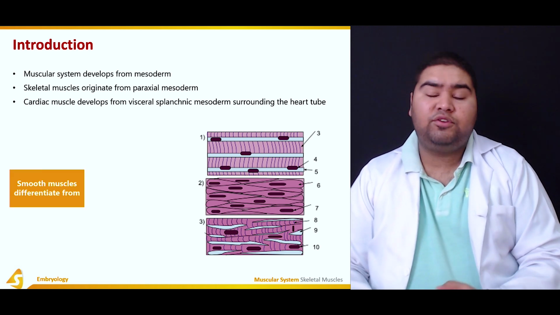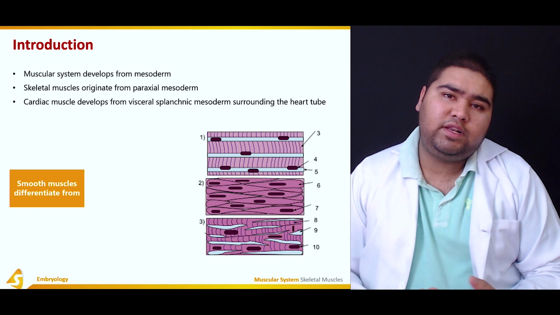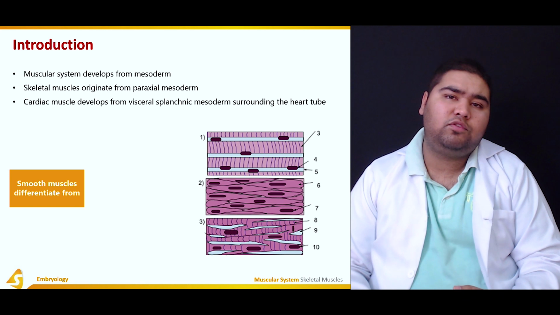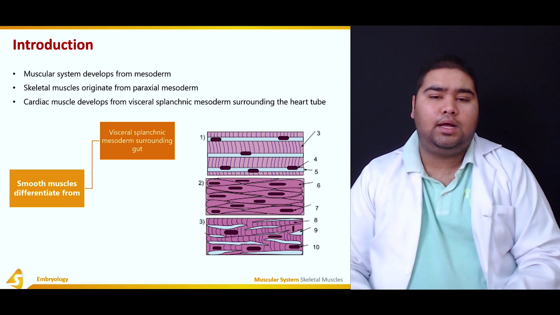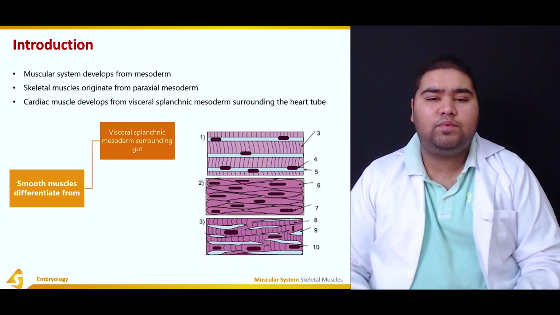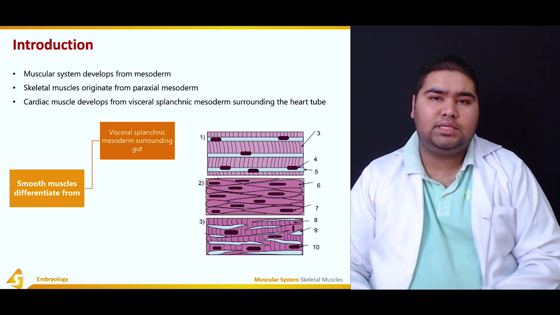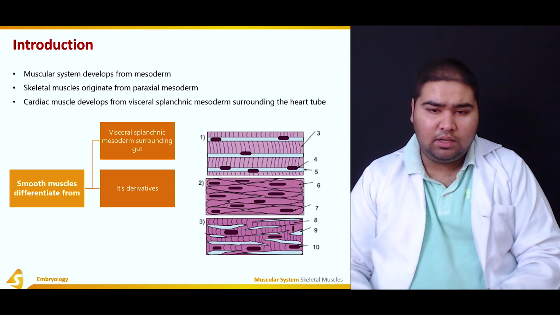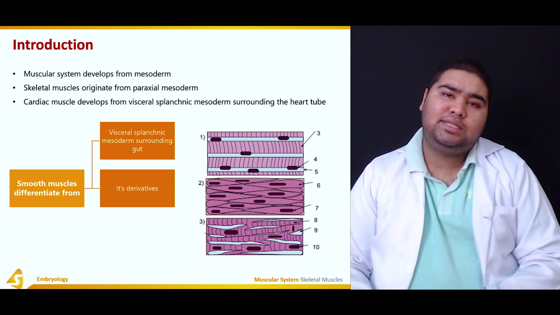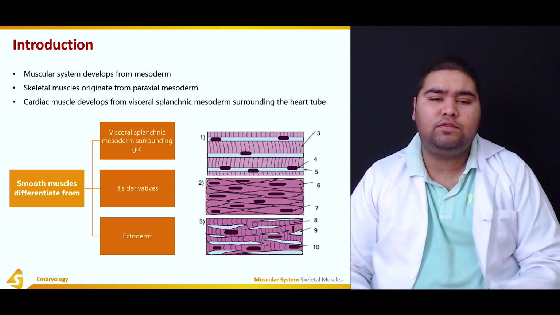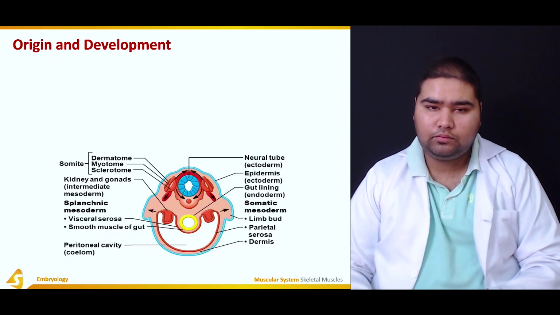The differentiation, or the development, of smooth muscles is a bit different. It has three different origins. First of all, it originates from the visceral splanchnic mesoderm surrounding the gut. Hence, all the gut muscles originate from this region. It also originates from its derivatives. And ectoderm also gives rise to a few smooth muscles.